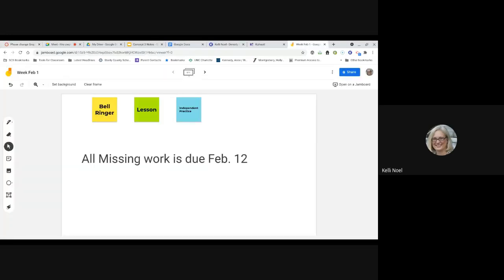All missing work is due February 12th. Anything missing, if you want credit for it, is due February 12th. Now, I'm available to stay some in the afternoons, most afternoons, for at least 45 minutes if people need to stay to get caught up. You are welcome to make arrangements with me to do that.